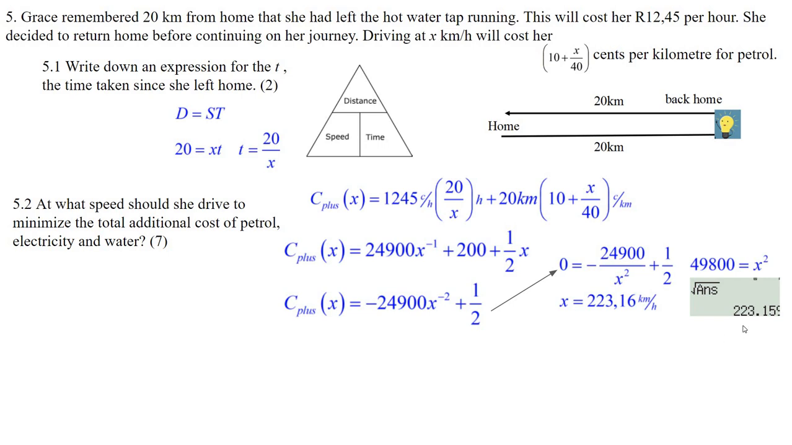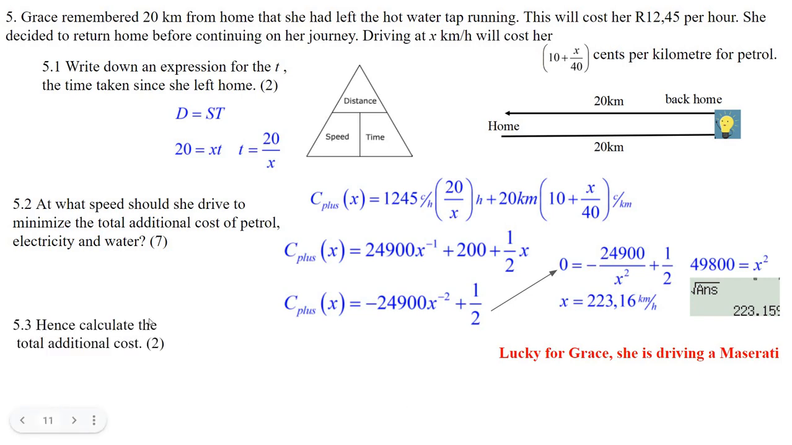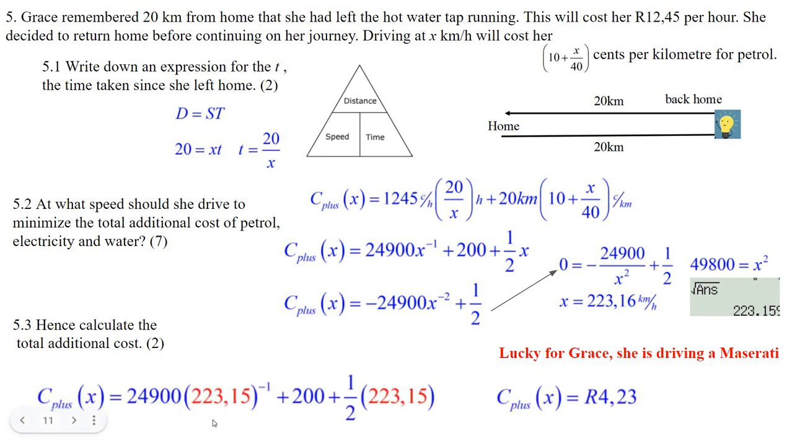This Grace is going to have to go really fast and break the law at 223 kilometers an hour. I think she's going to need a Maserati or some real fancy car. But the next question says, calculate the total additional cost. So this extra cost coming home. Okay, that's what it must be. She's got a cost driving out, but then she's got a cost coming back. That's the additional cost. So all we do is take the 223.15, put it back in the formula, and I got 4 Rand and 23 cents.